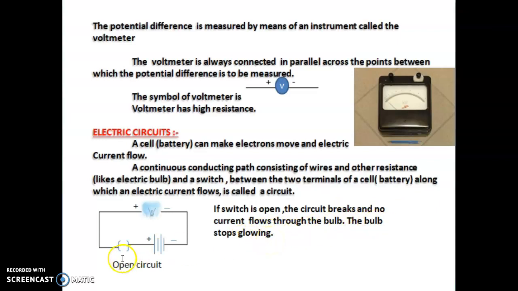Here you can see that this is an open circuit. This is the key, and the key is open. When the key is open, the circuit is broken, that is, the current will not flow. So at that time, what happens? The bulb will not glow.